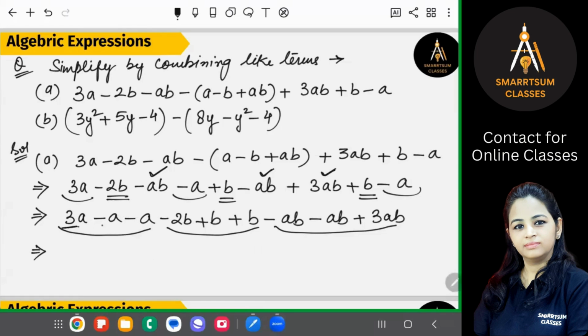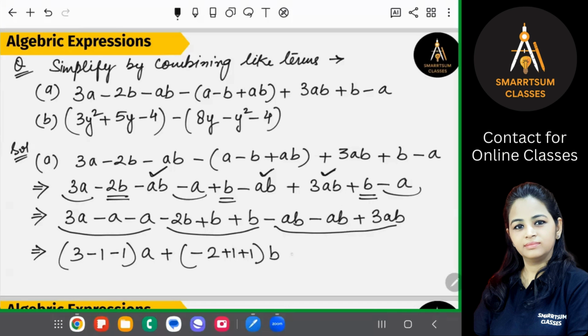3 minus 1 minus 1. So you can write them together here in the bracket: 3 minus 1 minus 1, and you can write the suffix a after it. So what we have done, we have collected their numerical values together in a bracket. Now, plus. Again, minus 2, 1 and 1. So we will write them inside the bracket, minus 2 plus 1 plus 1, and we will write b here.